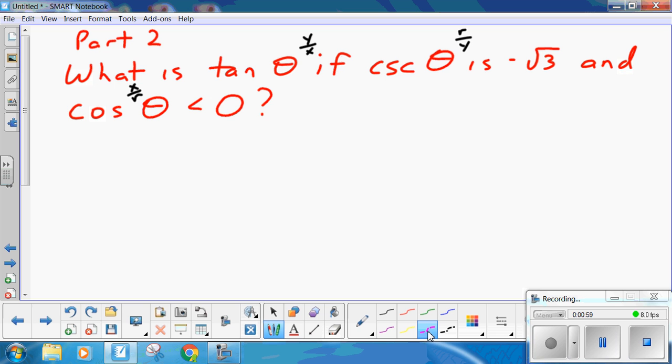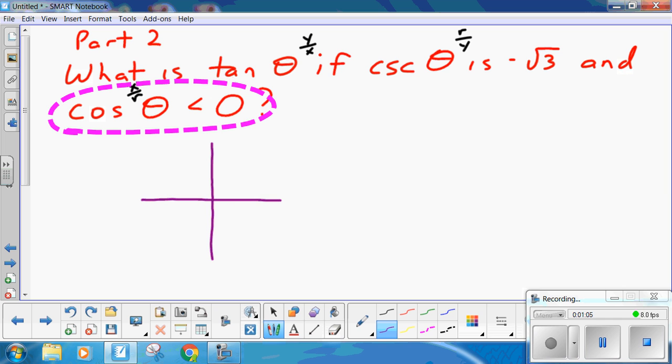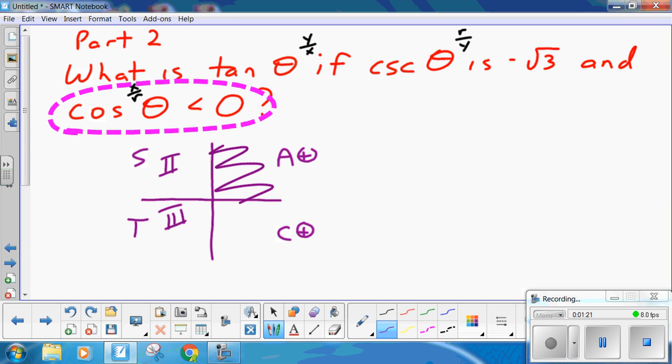What is tan theta? Well, let's look at our restriction. This is cos of theta is negative. Now, C-A-S-T: cos is positive in the fourth and first quadrants, and it's less than 0 or negative in quadrants 2 and 3. So we eliminate quadrants 1 and 4 right off the bat.